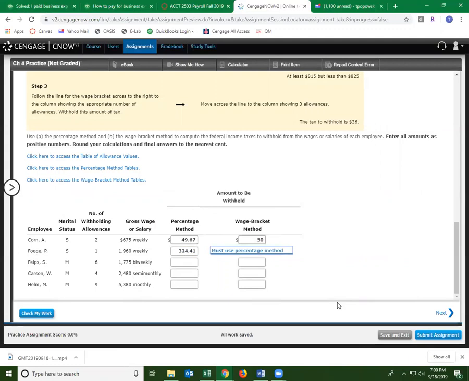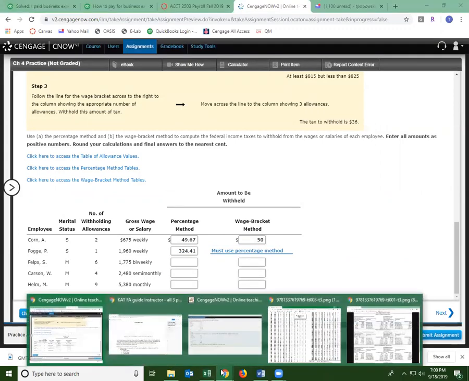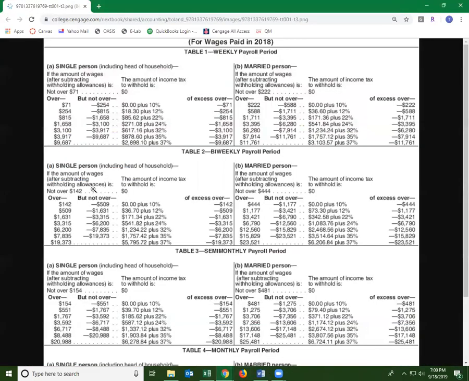I wanted to kind of illustrate that. I just wanted to do a couple to walk you through. I'm not going to go through all of these, but you're just going to keep looking them up. For Phelps, for example, just pay attention to when they're paid. For the percentage method, this person is married and paid biweekly. So make sure you use table 2 for a biweekly payroll period, and then you use table 2B because they're also a married individual.